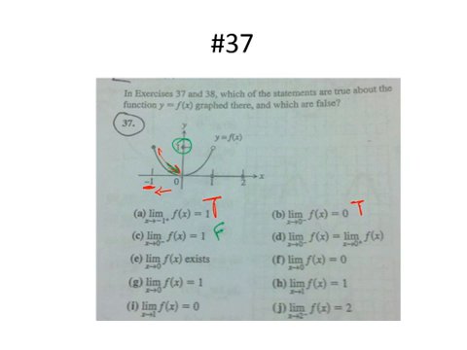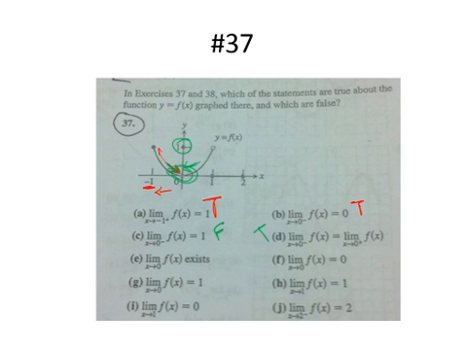D is saying that the left-hand and the right-hand limits are equal. They're saying that as it approaches 0 from the left and 0 from the right, you get the same number, which the answer is yes, because they both approach 0. So this one would be true.